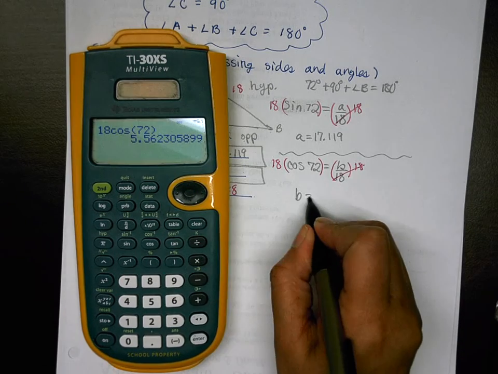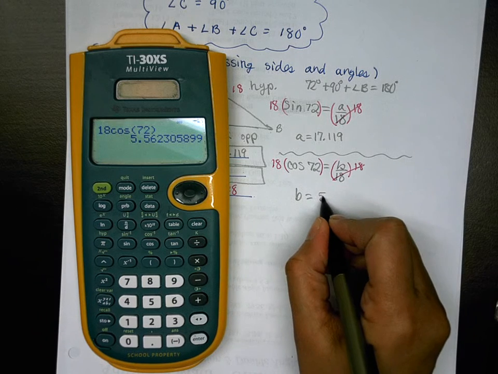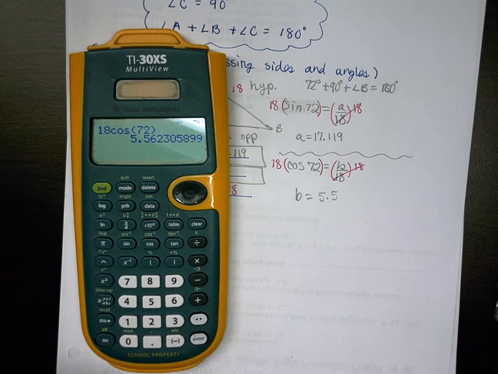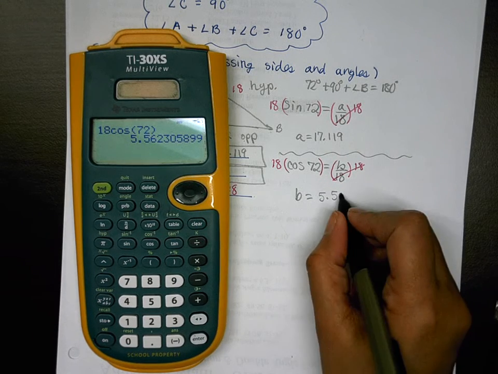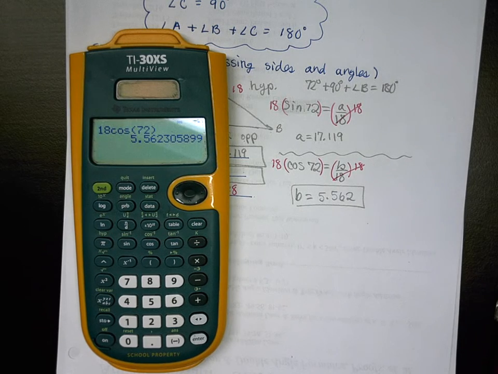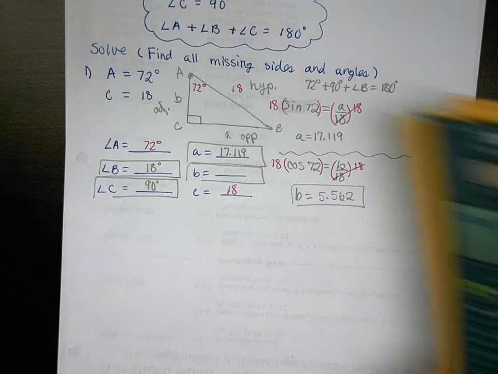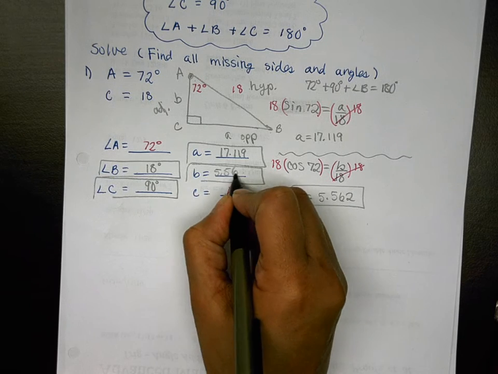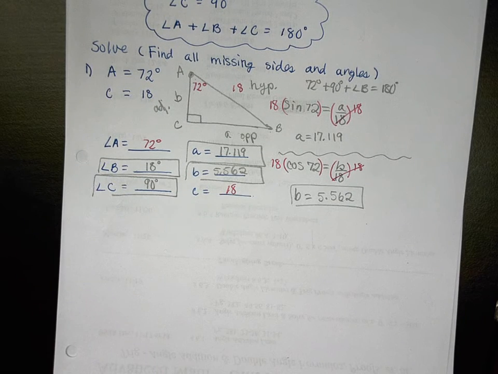B equals 5 point what? 562. Is that what you guys got? Is that a yes? Okay. Any questions?